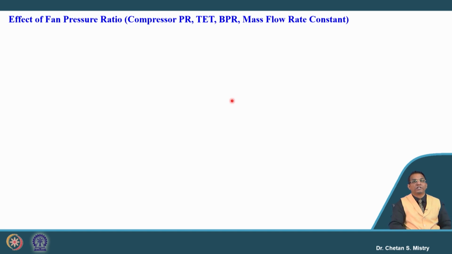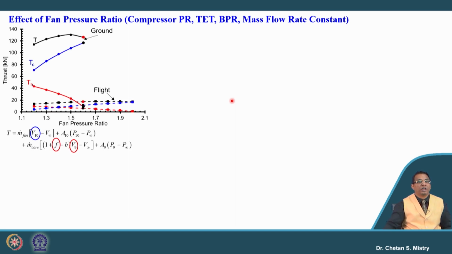So, let us first discuss the effect of fan pressure ratio. We will be varying the fan pressure ratio, compressor pressure ratio, turbine entry temperature, bypass ratio, and the mass flow rate parameter we will be keeping constant. Here, rather than discussing only the ground condition or only the flight condition, let us put them together. Very first, we will be discussing the ground condition.